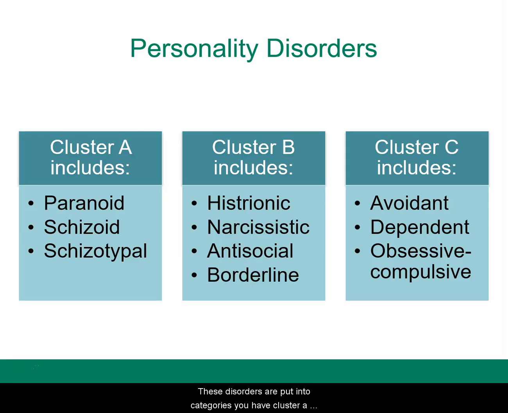These disorders are put into categories. You have cluster A, B, and C. A includes paranoid, schizoid, and schizotypal. B includes histrionic, narcissistic, antisocial, and borderline. And C includes avoidant, dependent, and obsessive compulsive. Okay. So, as I mentioned to you before, there are a lot of personality disorders. We're going to be going over each one of these individually.